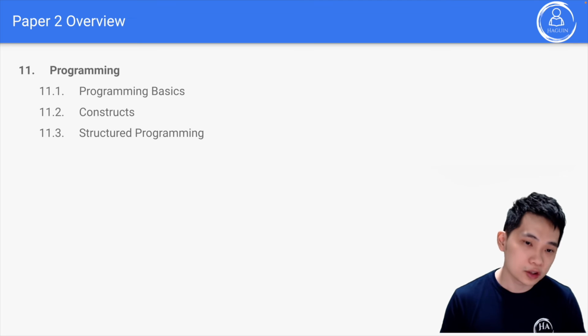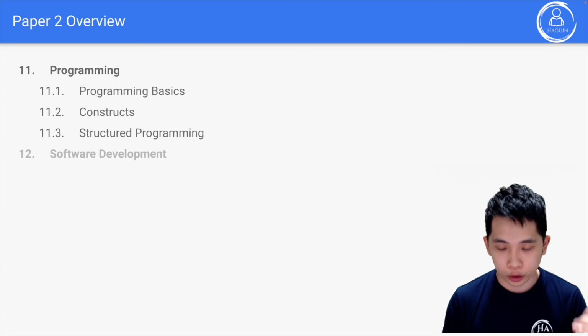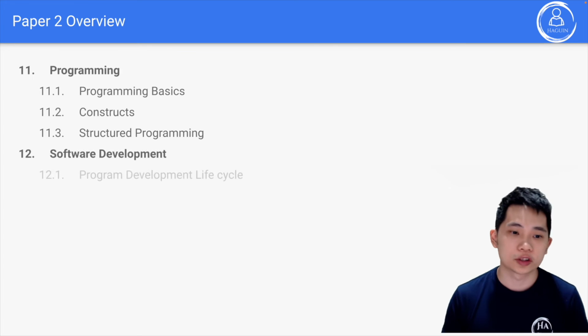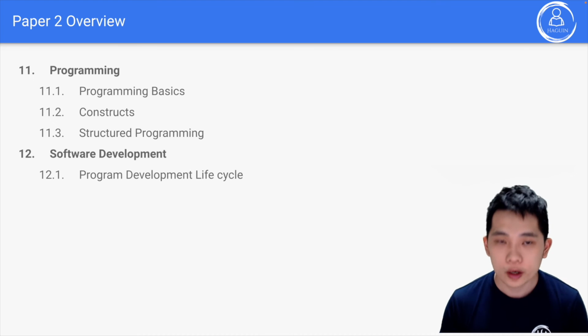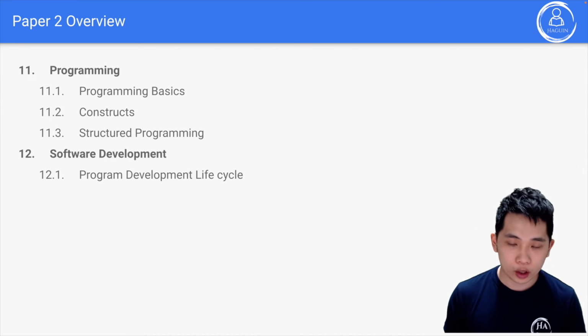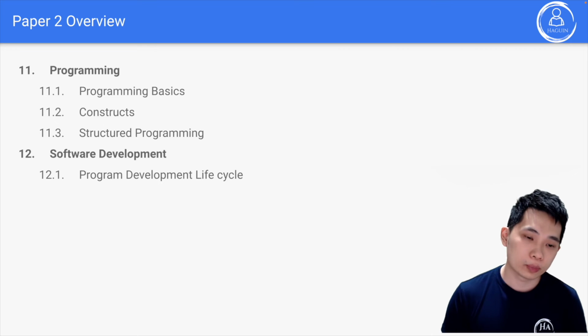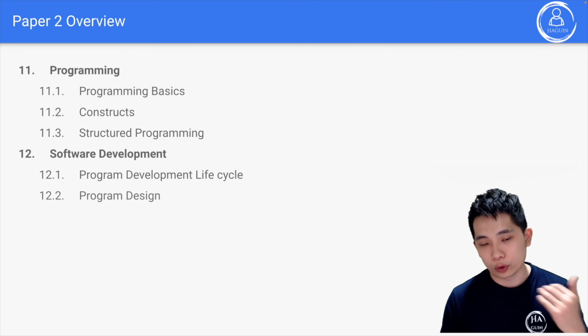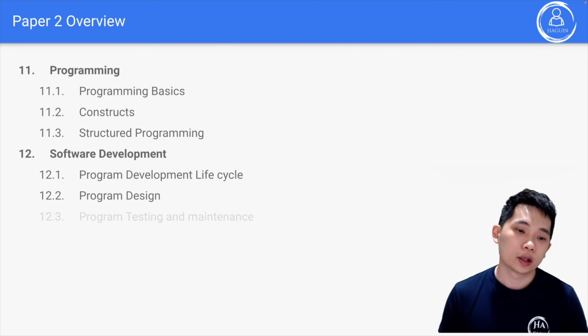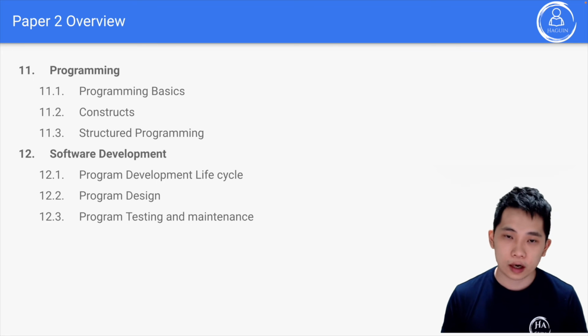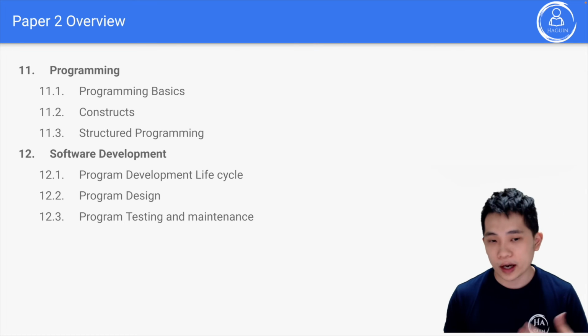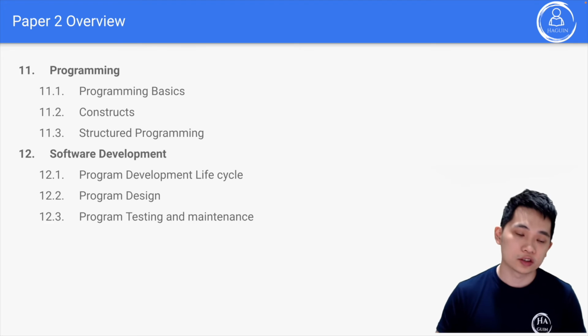How can you write procedures or functions? For chapter 12, we talk about software development. Inside here, we talk about the program development lifecycle, different types of program development lifecycle, and why we actually need a program development lifecycle. Then we talk about program design from structure charts. Then we talk about program testing and maintenance: how can you test your code and how can you identify errors in your code? So this is chapter 12.